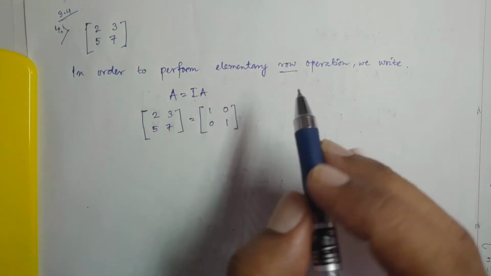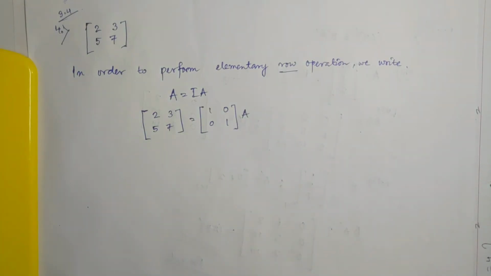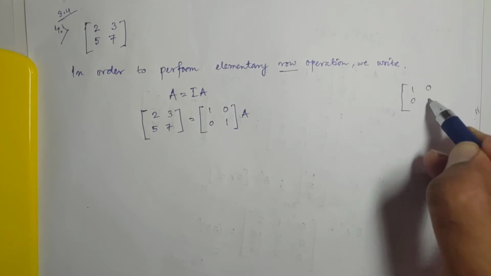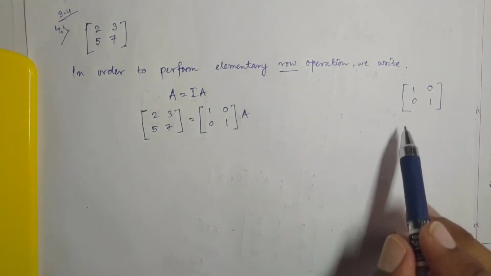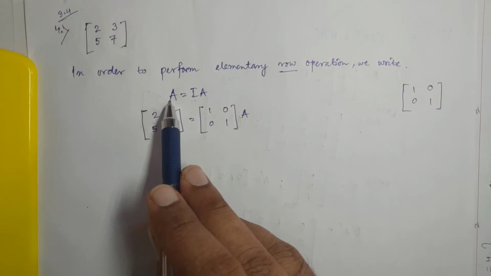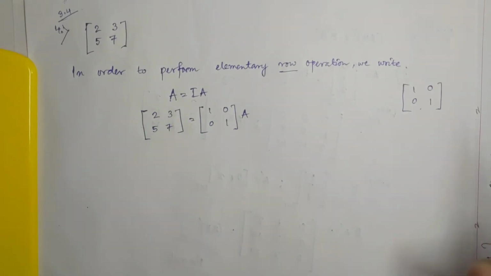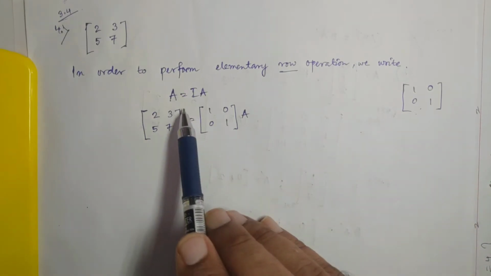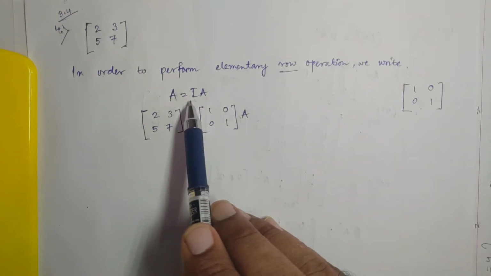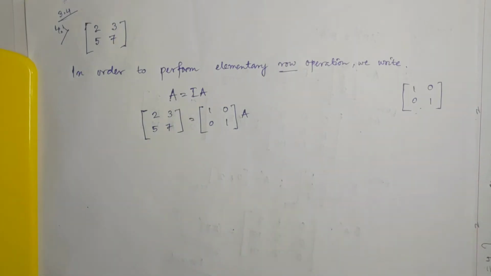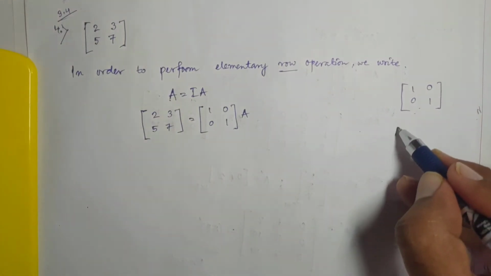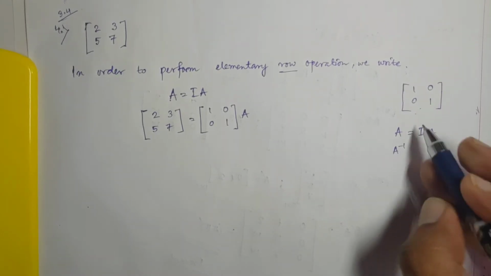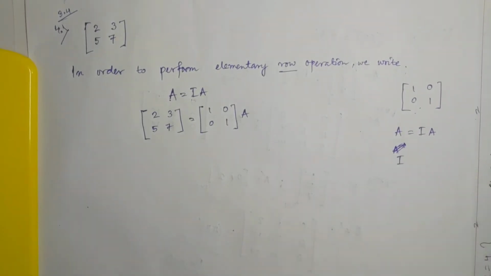Now this A on the right, I have nothing to do with it, so it will remain as A. In your rough, just write 1, 0, 0, 1. I have to make this A into I, and the same operation which I use to make this A into I, I will apply to this I. What you will get is that this I will become A inverse. This A will become I, which we will do.